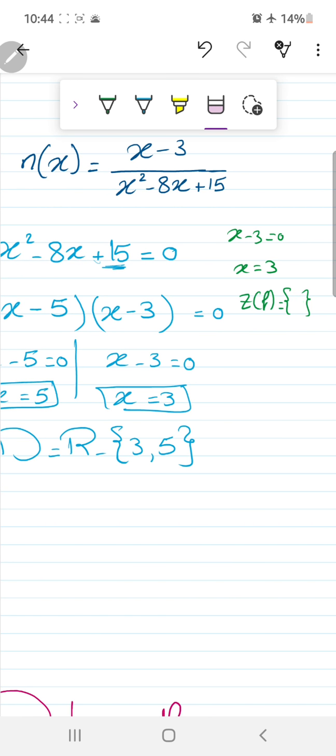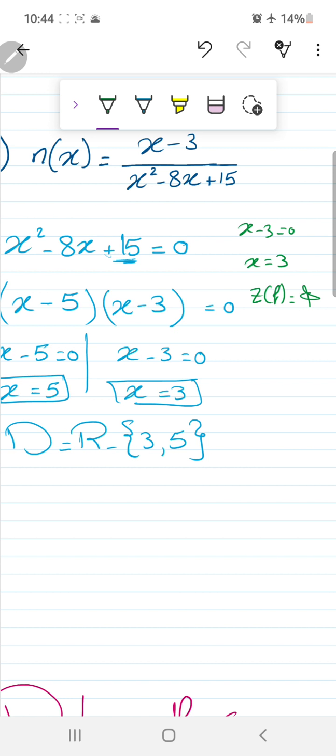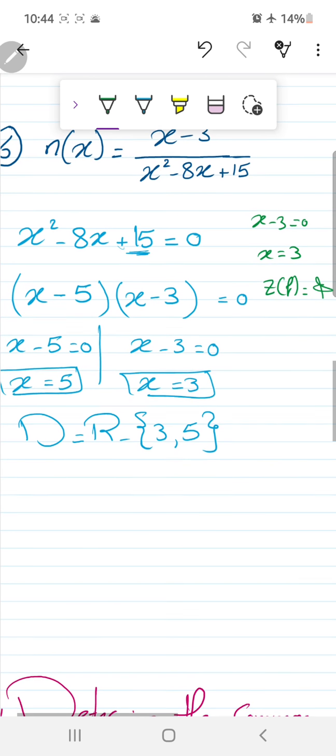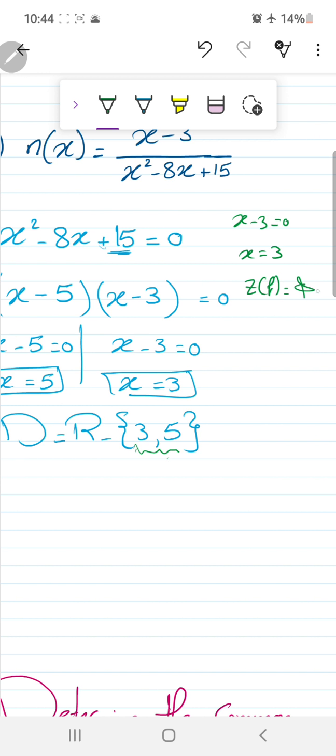So here, the set of zeros is {5}. Why? Because here the domain is R minus {3, 5}. So 3 and 5 are not numbers in this function. Okay? So the set of zeros here will be 5. So for any fractional function, first get the domain. Okay? And if we want to get the set of zeros, the set of zeros will be 5.